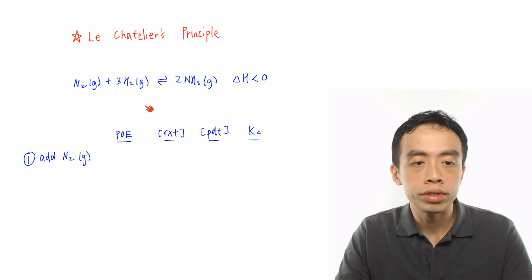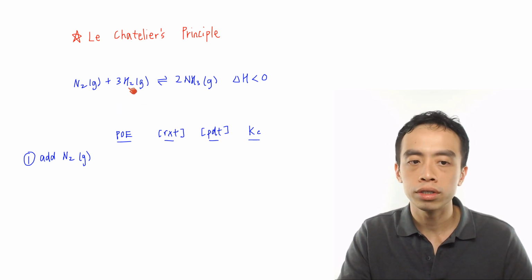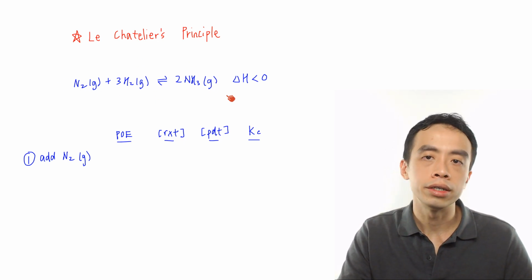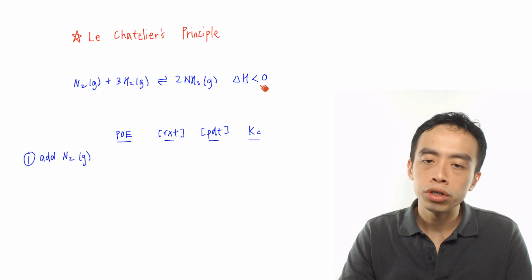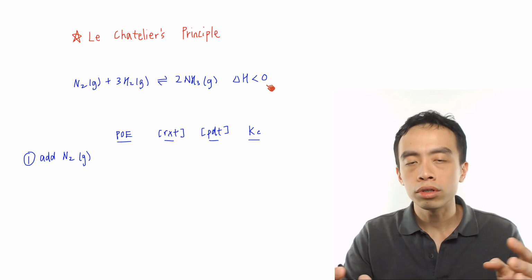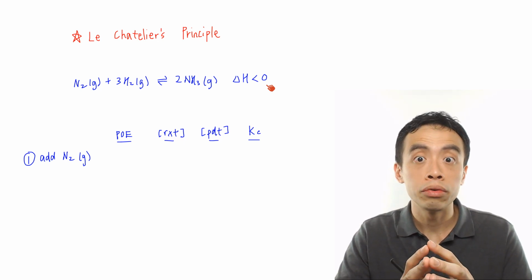Alright, let's look at the example that we will be using, which is the Haber process involving the conversion of the elements nitrogen and hydrogen to give ammonia. This overall reaction is a reversible process. The enthalpy change of this reaction is exothermic, less than 0. Now as mentioned, we will have 4 changes that we want to talk about. The first change will be adding reactant.